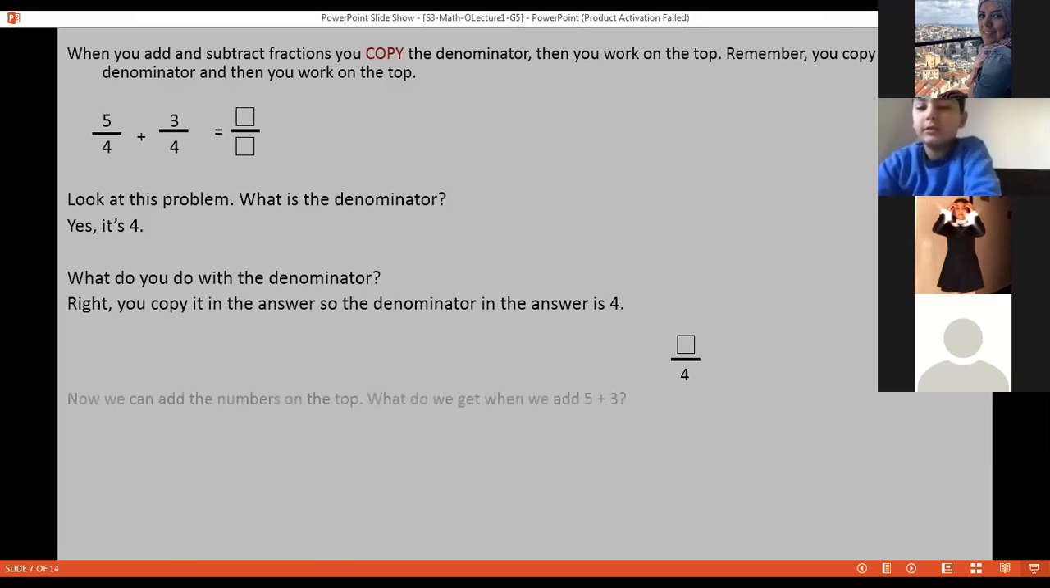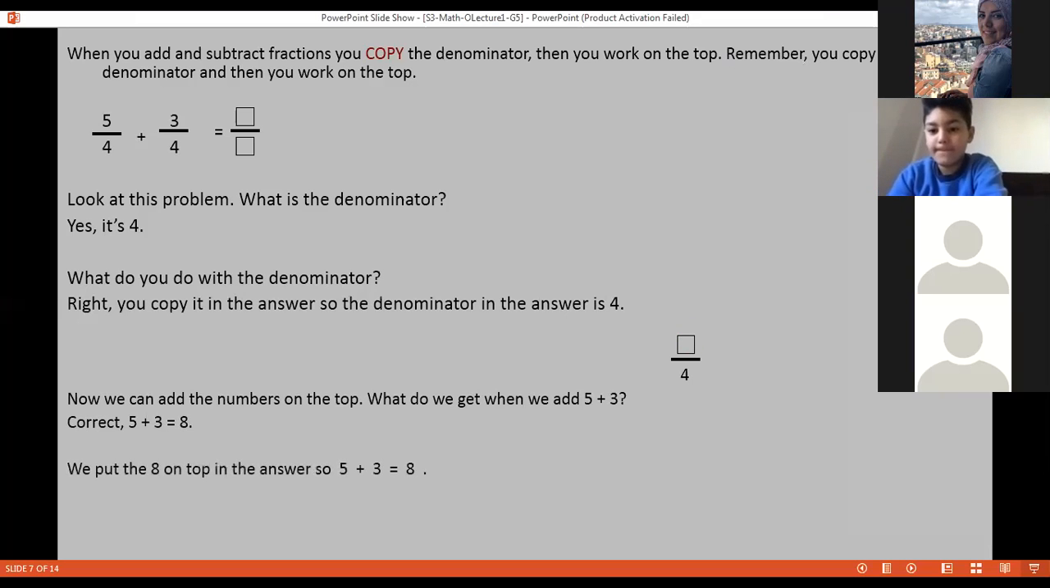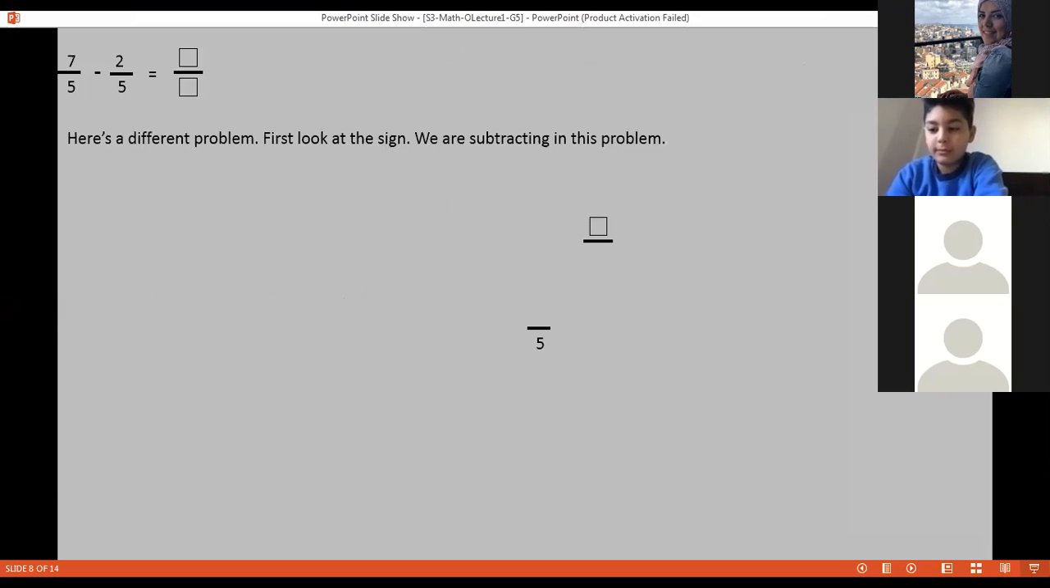Now you should add the top numbers, which is the numerator. What's 5 plus 3? 8. So you just add the numerators, so you get 8/4. Is it clear? Yes. The same thing we are going to do in subtraction.